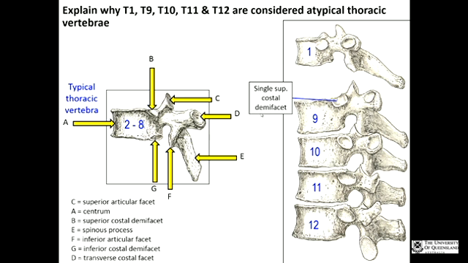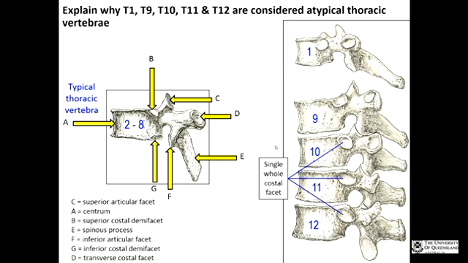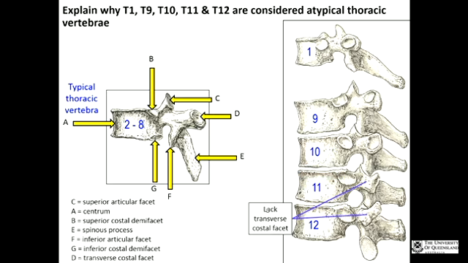A single superior costal demifacet on vertebra T9. It lacks this inferior articulation. And that's because when we get to T10, we have a whole costal facet present. So rib 10 only articulates with T10, as does rib 11 with T11, rib 12 with T12. And finally, the lack of a transverse costal facet for the floating ribs.